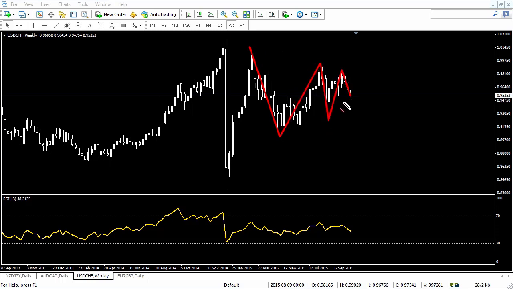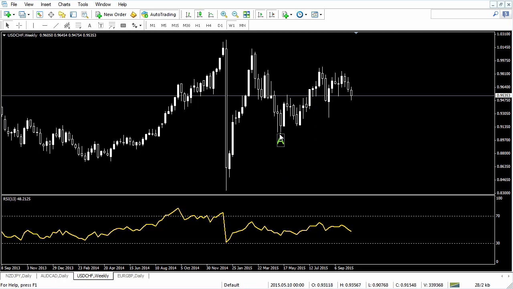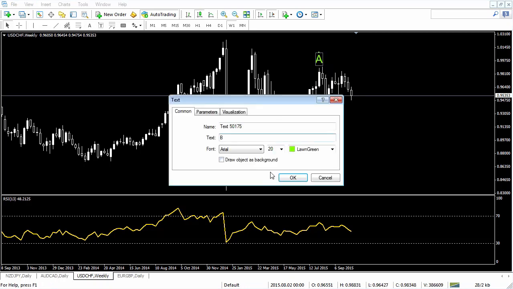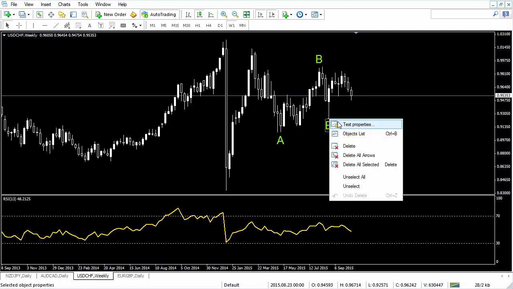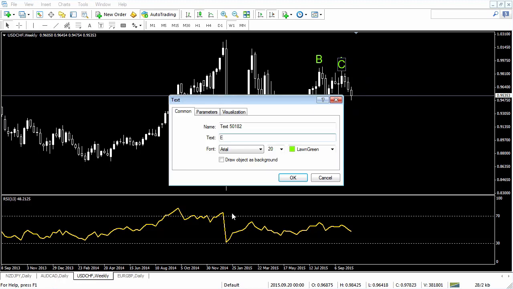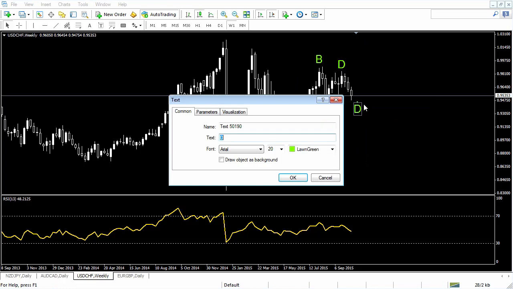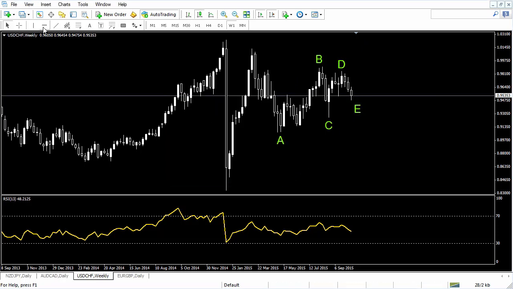But if we watch closely over this pattern, this is looking like some sort of a triangle. And that's why I want to try to fit some sort of A, B, C, D, E for now over here. So let's go, we call this just A, B, C, D, and E. Just to know that this is some sort of, let's say, a triangle.